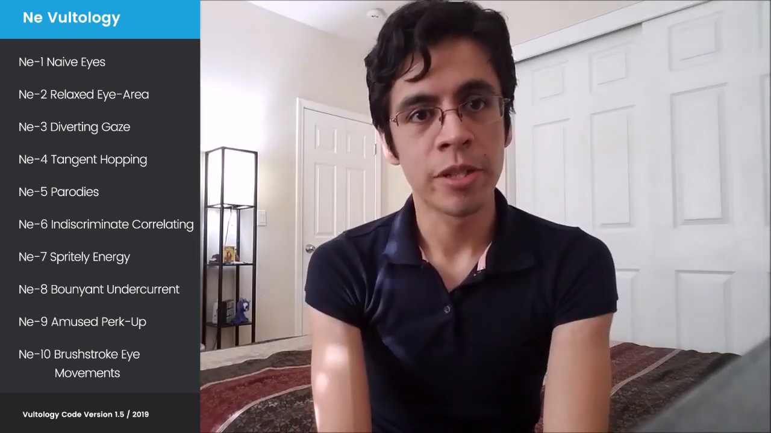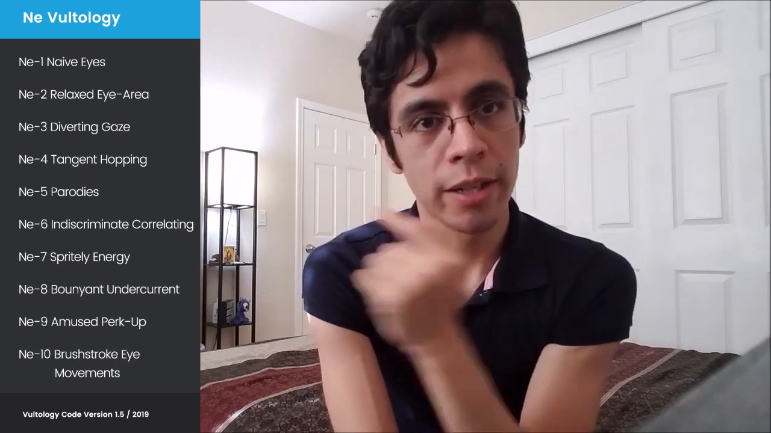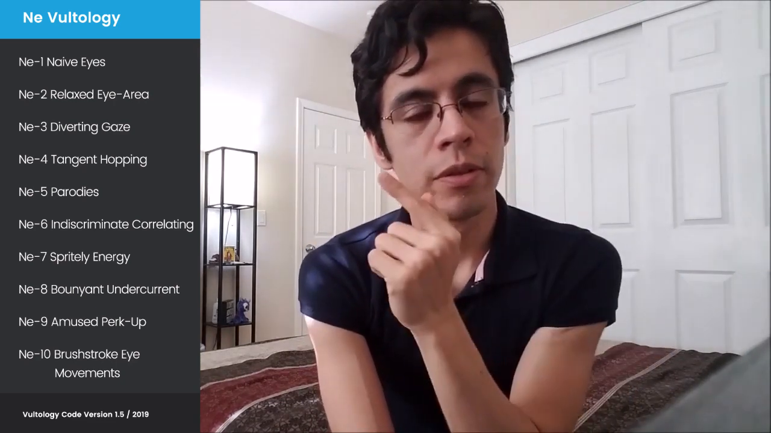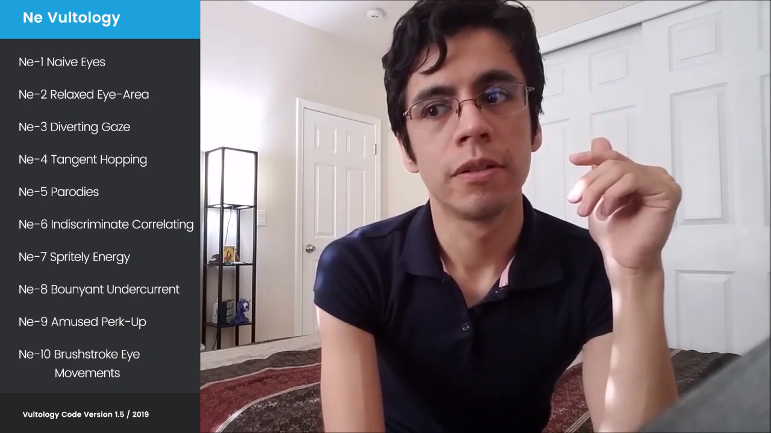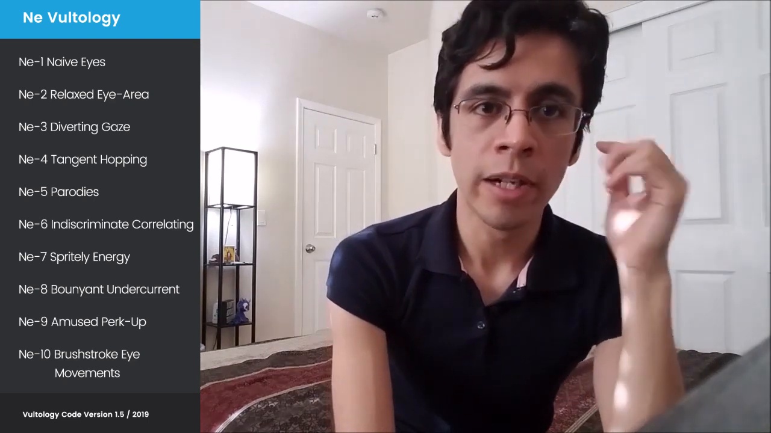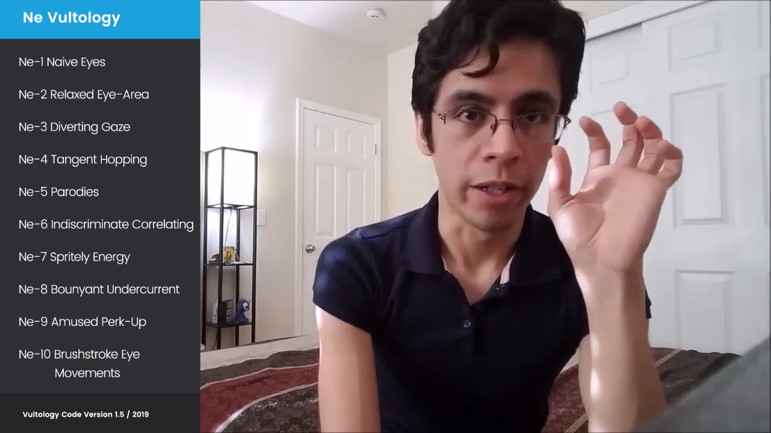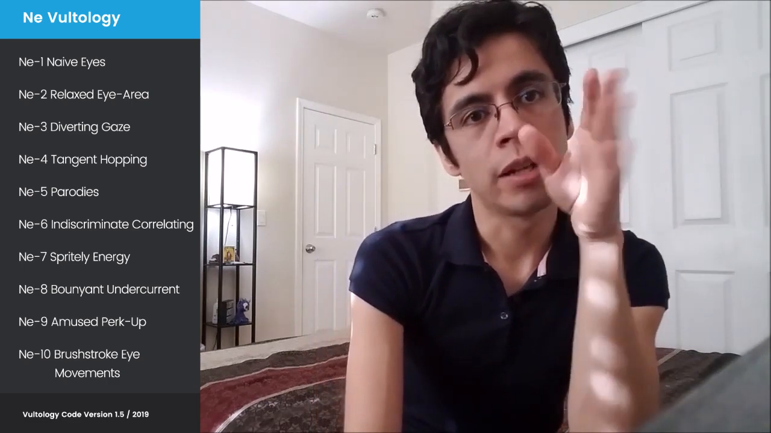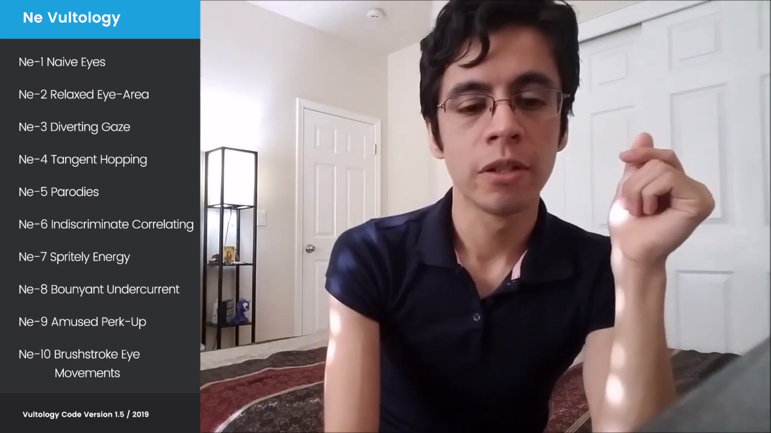Lastly, Ne10, which is brushstroke eye movements, refers to a very subtle series of saccades that happen as Ne does this sort of thing. Like the eyes are already like very lubricated ball bearings, to where they're so lubricated that they very easily move their direction, and they can move 5 or 6 times within a span of a second or 2 seconds.